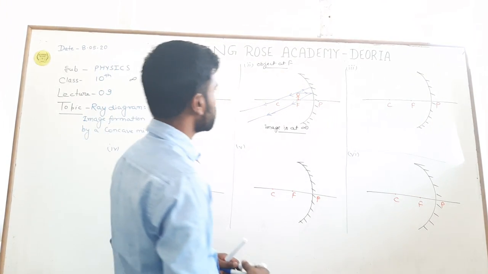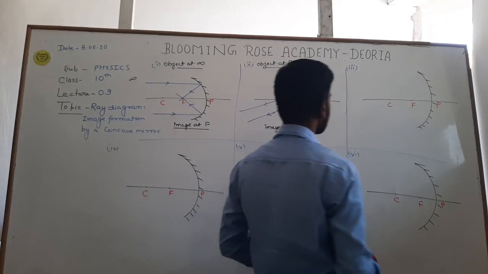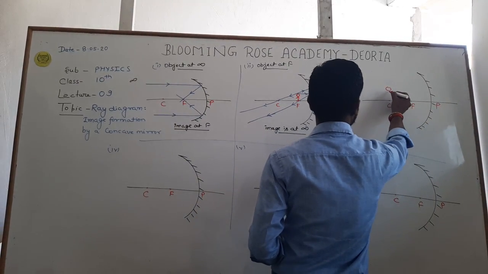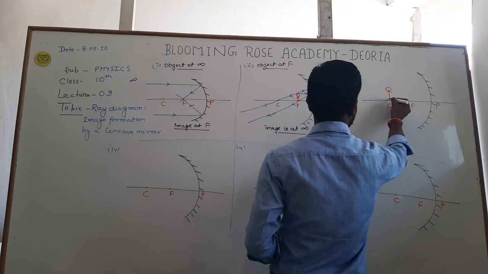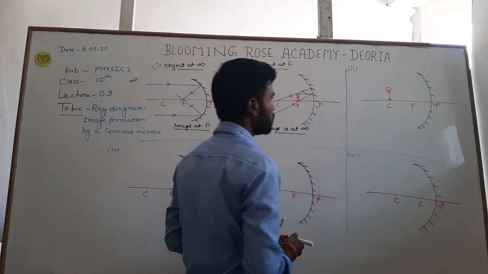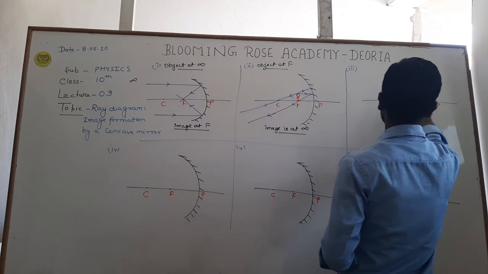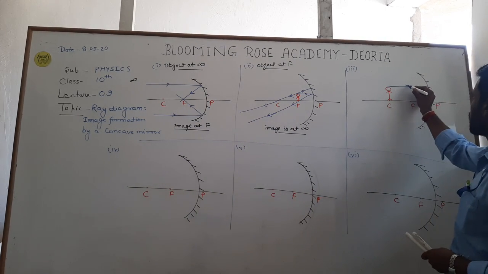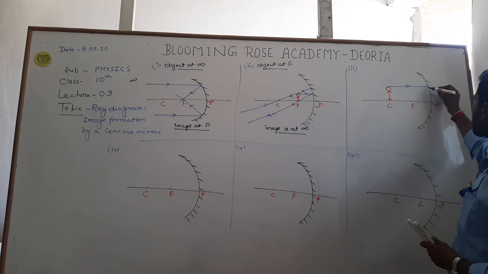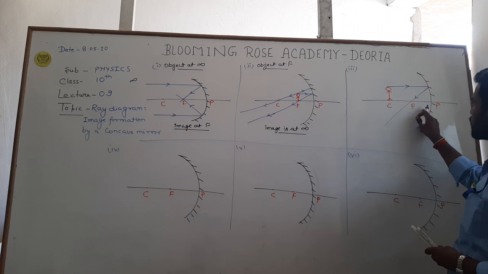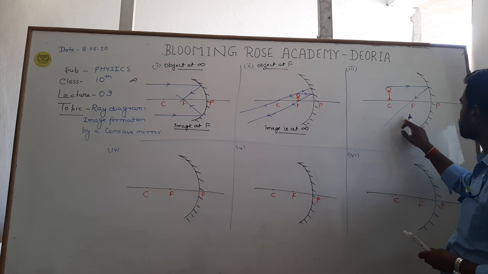But in the third case, we have kept the object at the center of curvature C. The object is placed at center of curvature C. Here again the ray will be parallel to the principal axis, and it will pass through the principal focus. Any ray which is parallel to the principal axis will pass through the principal focus.